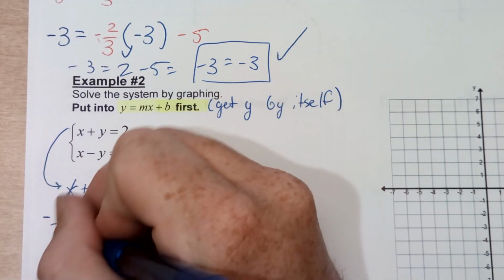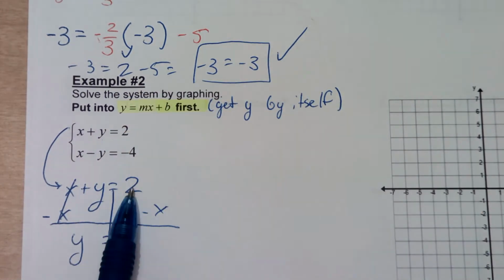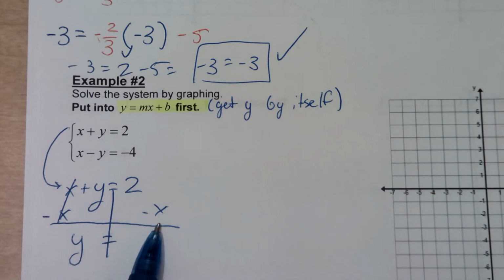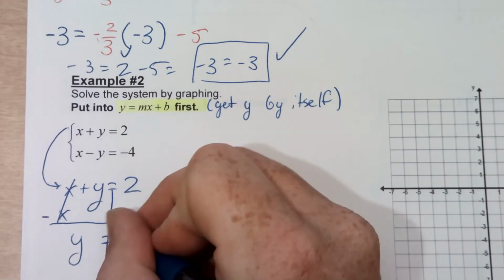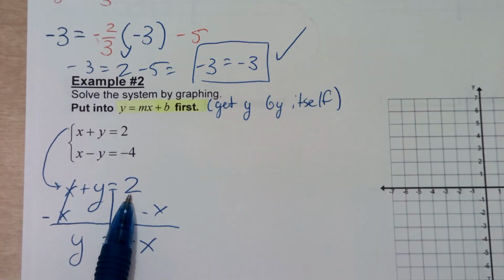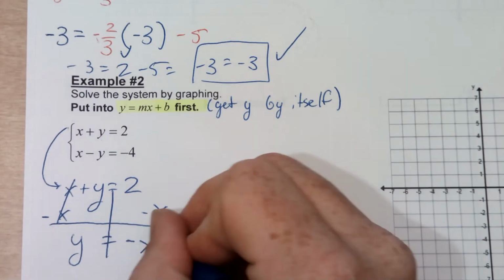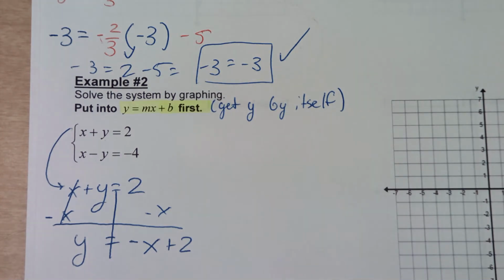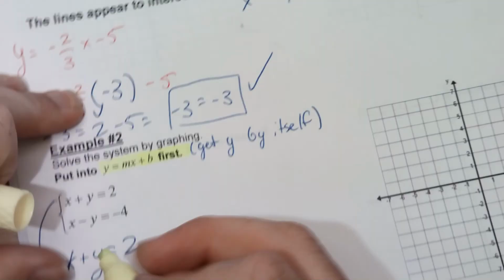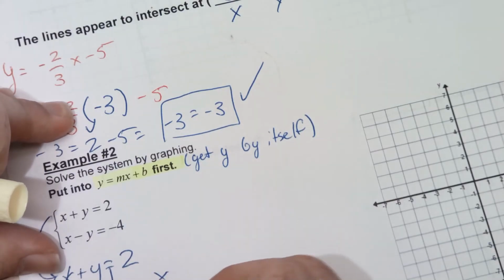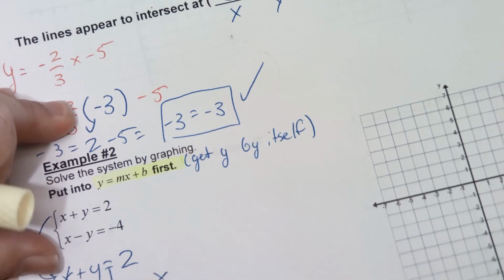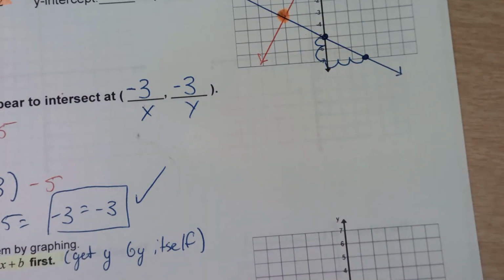So I get y equals, and I don't want my 2 to come first. I always want my variable to come first, but I subtracted it, so it's a negative. So I have a negative x, and this is a positive 2, so it's plus 2. That is the first equation I'll be working with: y equals negative x plus 2.